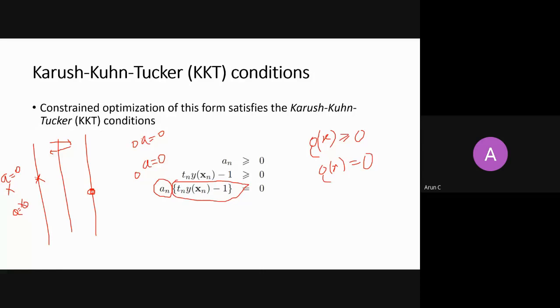So for these 2 points, your perpendicular distance should be equal to 1, because you need to meet this complementary slackness condition. If this tn yn minus 1 is equal to 0, then you have the liberty to make an a non-negative number, greater than or equal to 0. So for these points an can have a greater value, some non-zero number.